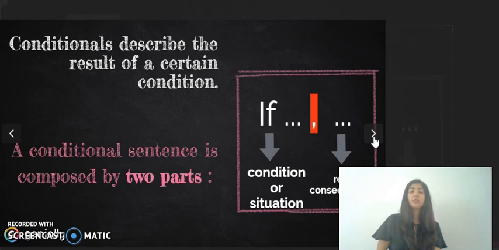A conditional sentence is composed by two parts. Here we have it. The first part is called the if clause. This clause is going to give us the condition or the situation. The second one is called the main clause, and it's going to tell us the result or the consequence.